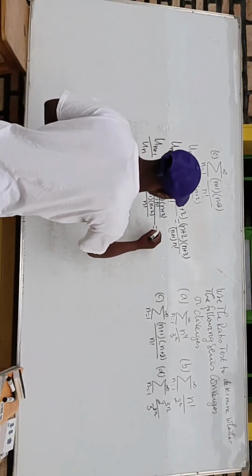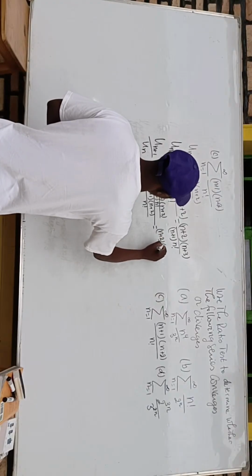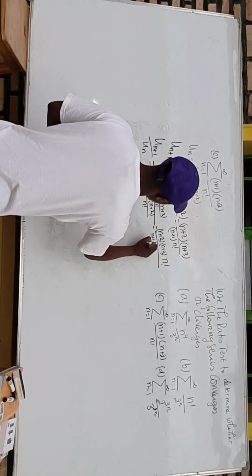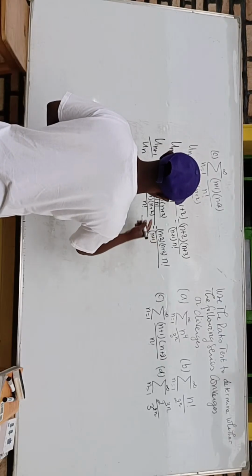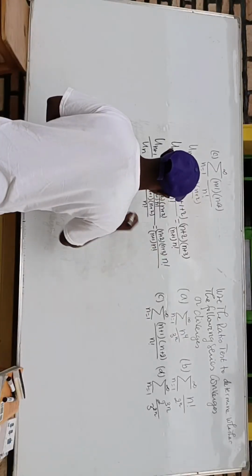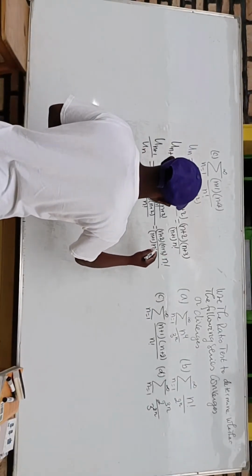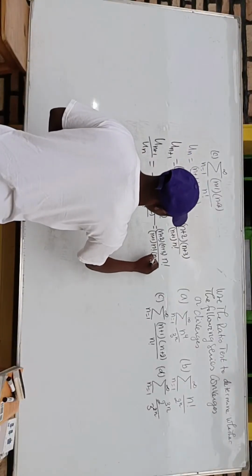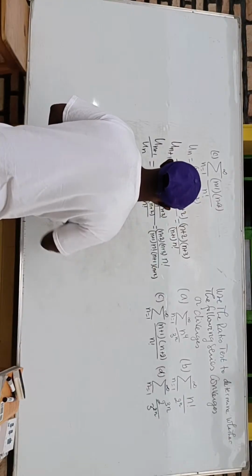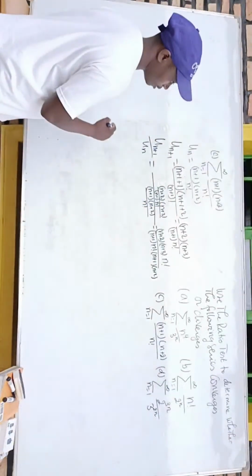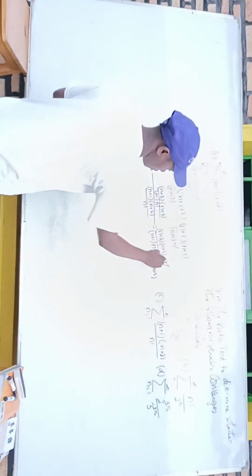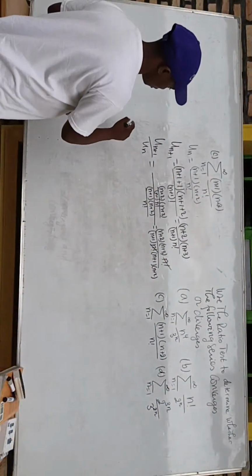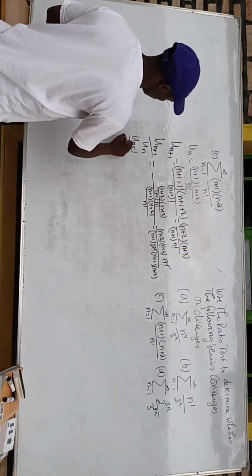This is equal to (n plus 2)(n plus 3) times the factorial of n over (n plus 1) times n factorial, multiplied by the reciprocal, which is (n plus 1)(n plus 2). This term and this term will simplify one another to have what? Here u_(n+1) over u_n.